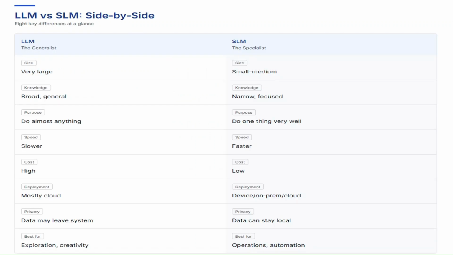This comparison table brings everything together clearly. LLMs are very large, broad in language, and suited for doing many different things. SLMs are smaller, focused, and optimized to do one thing very well. LLMs are slower and costlier but flexible. SLMs are faster, low cost, and operationally efficient. In short, LLMs are best for exploration and creativity. SLMs are best for operations and automation.